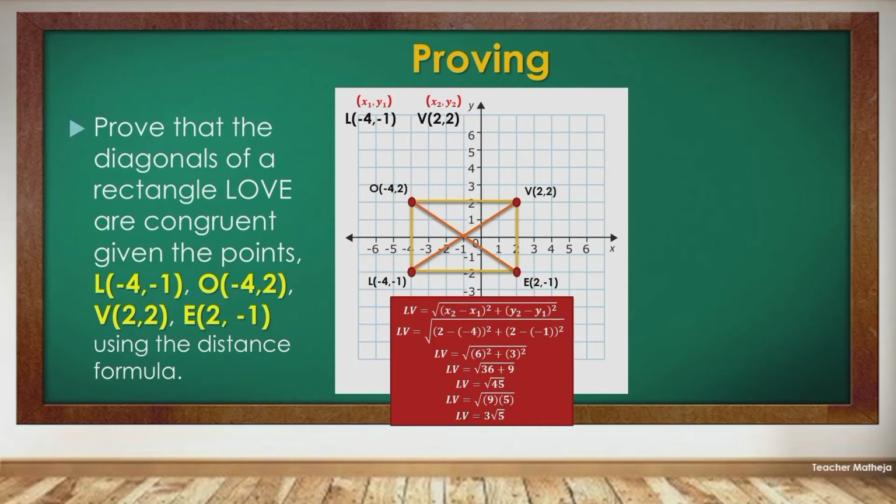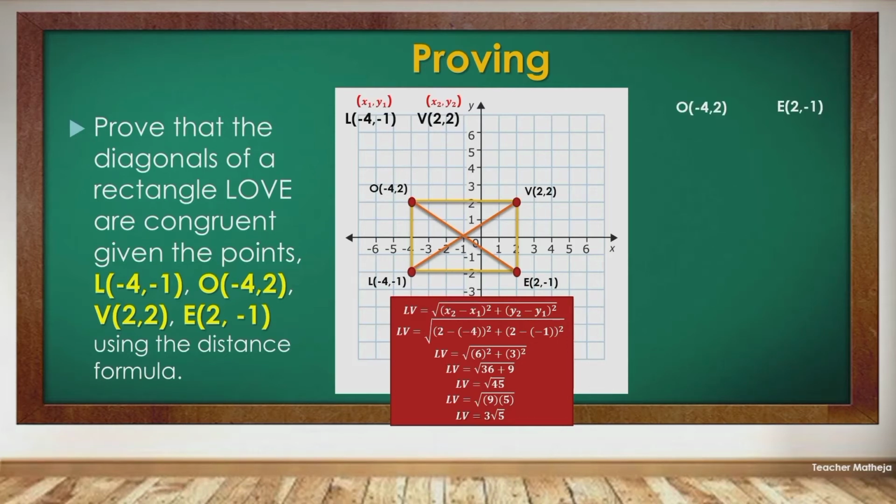So we have 6 squared plus 3 squared. 6 squared is 36 because 6 times 6 is 36. Then 3 squared is equal to 9 because 3 times 3 is 9. 36 plus 9 is 45. So we have the square root of 45. And square root of 45 can still be simplified as the square root of 9 times 5. And the square root of 9 is 3. So we have LV, or the first diagonal, is equal to 3 square root of 5.